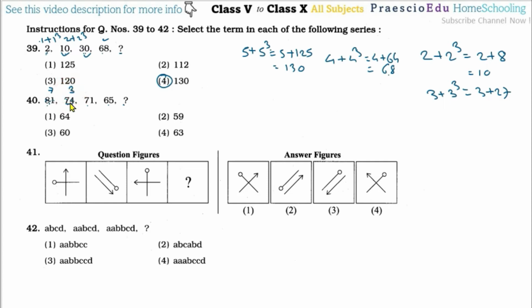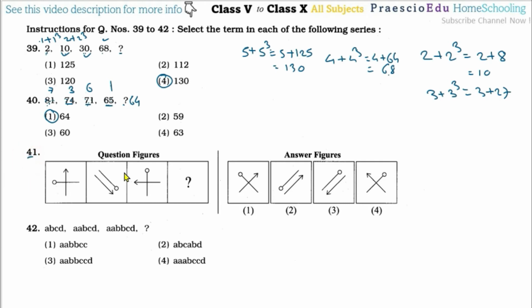So if you deduct this 3 from 74, we are getting the next number, 71. Now here 7 and 1 have the difference 6. So deducting 6 from 71, we get the next number, 65. 6 and 5 have the difference 1. So if we deduct this 1 from 65, we are getting 64. So 64 is given in option number 1.